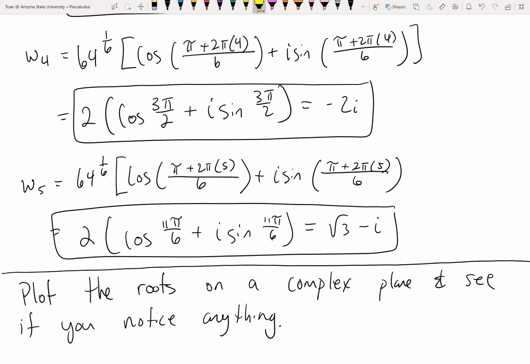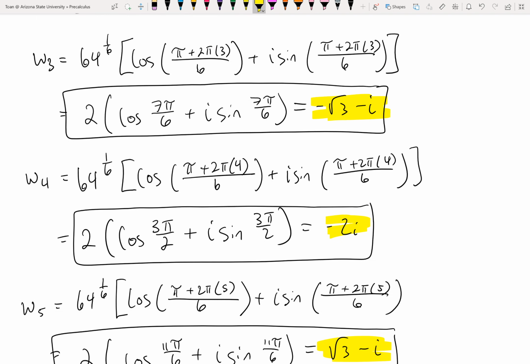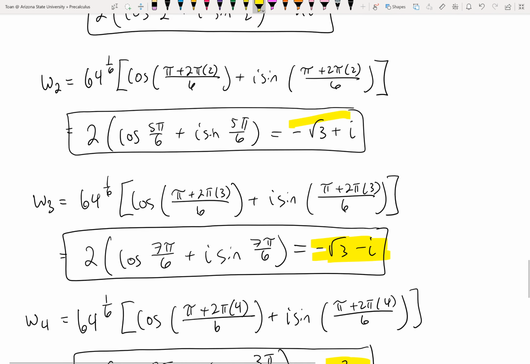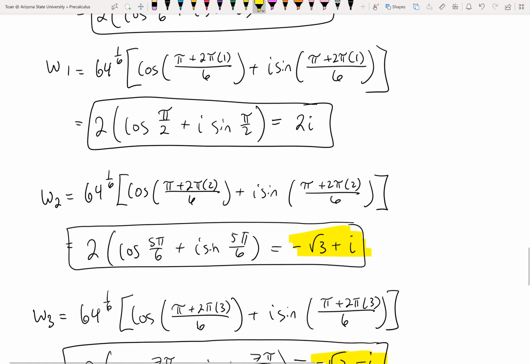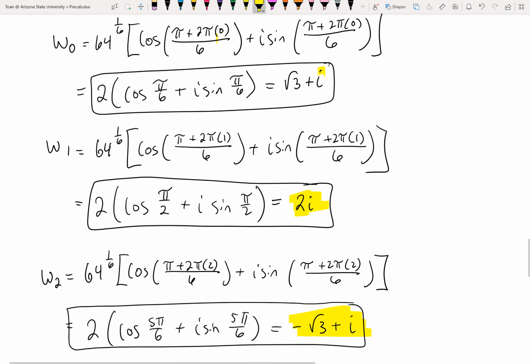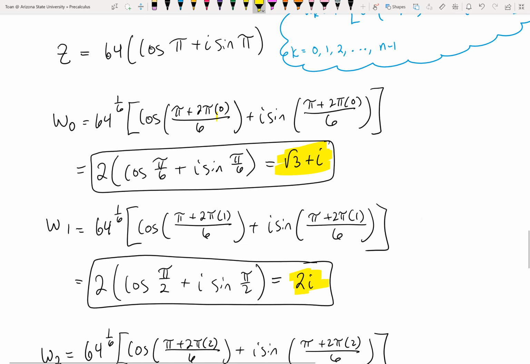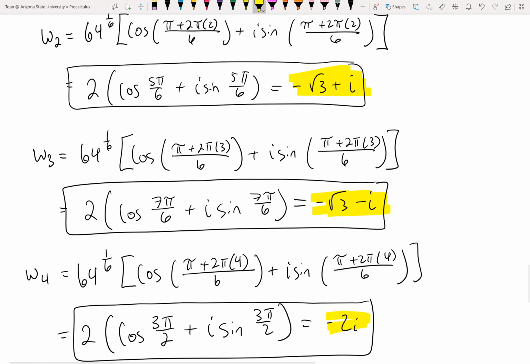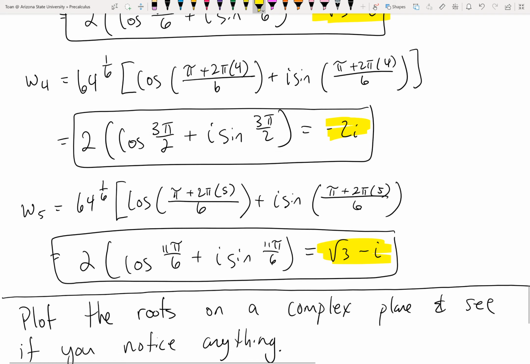Since we did find the standard form of all the answers, plot it. Plot it on an Argand plane. Plot it on the complex plane. And see if you notice a pattern. Obviously, with radical 3 plus i, if your coordinates have radicals in them, you're going to have to approximate. But just see what it looks like. You'll hopefully notice something pretty neat and interesting.